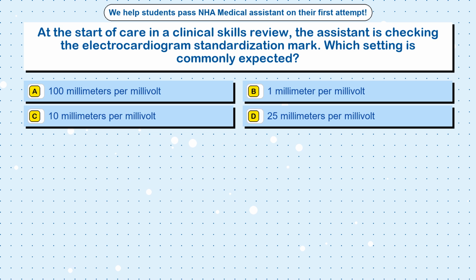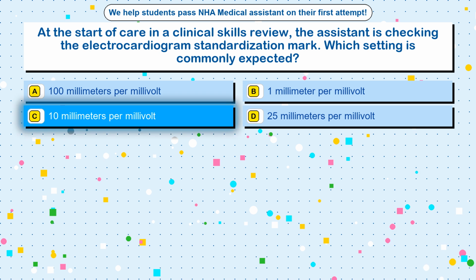Question 1. At the start of care in a clinical skills review, the assistant is checking the electrocardiogram standardization mark. Which setting is commonly expected? Option A, 100 mm per millivolt. Option B, 1 mm per millivolt. Option C, 10 mm per millivolt. Option D, 25 mm per millivolt.